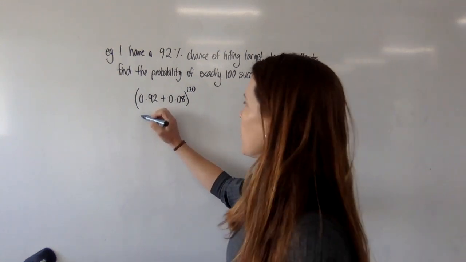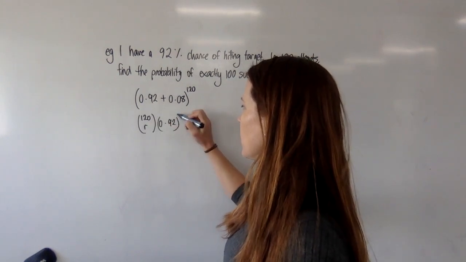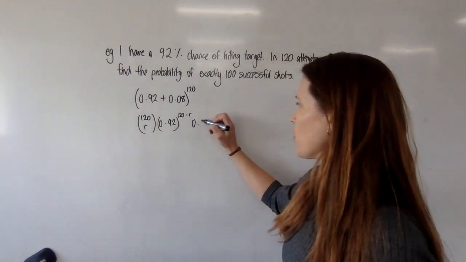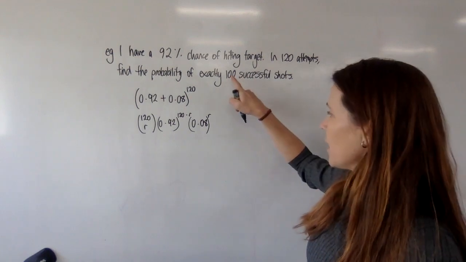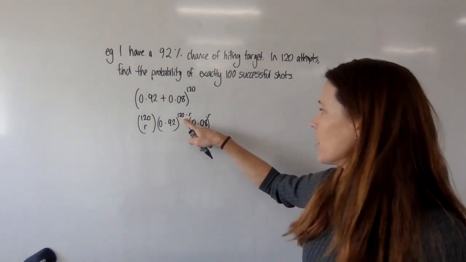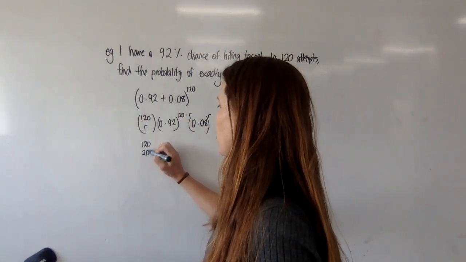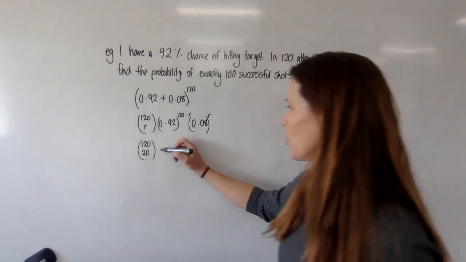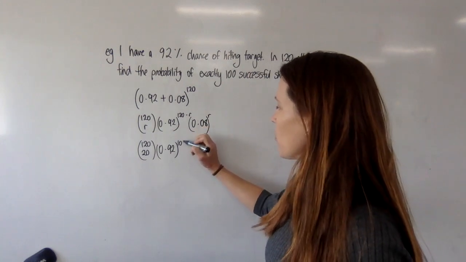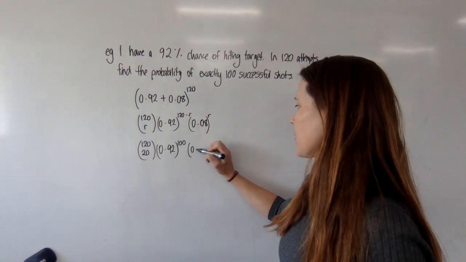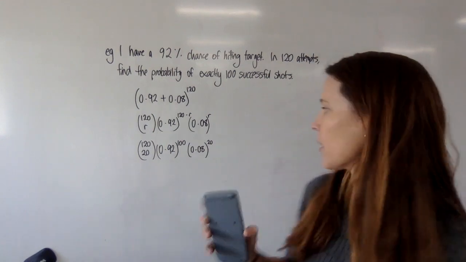Well, any one term is going to be 120 choose r, 0.92 to the 120 minus r, 0.08 to the r. So if I want to get exactly 100 successful shots, I want this number to be 100. So clearly r needs to be 20. So I've got 120 choose 20, and again 120 choose 100 would also work. 0.92 to the power of the number of successful shots I want, and this is what I'm going to get because it's the complementary amount, and into the calculator it goes.